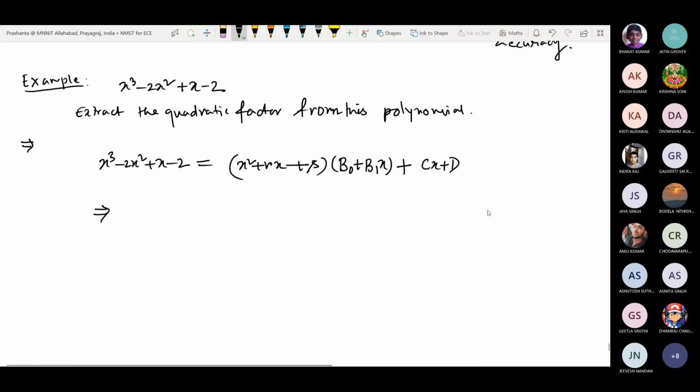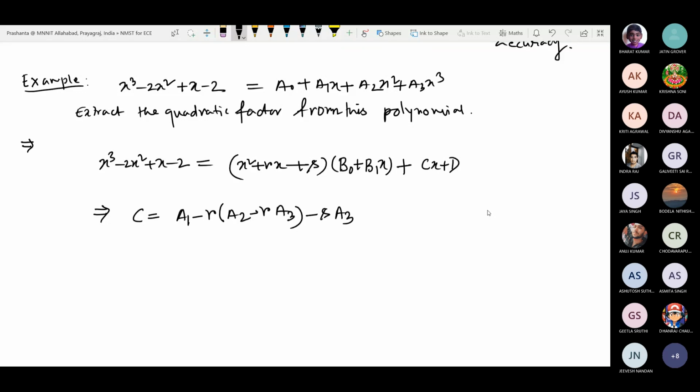So c will be a1 minus r times a2 minus r a3. Actually, if you consider the polynomial this way, a0 plus a1x plus a2x square plus a3x cube, then c will be a1 minus r into (a2 minus r a3) minus s times a3, and d will be a0 minus s into (a2 minus r a3). So substitute the values and tell me what c and d are in terms of r and s.